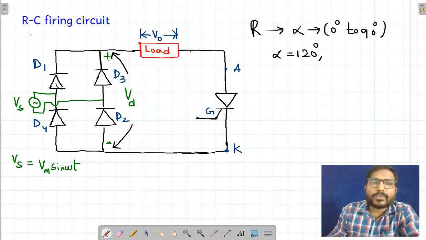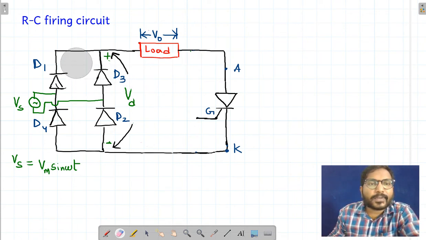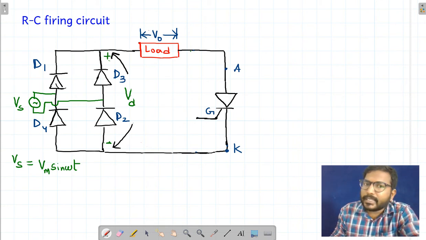here I am coming to the RC firing circuit. In this RC firing circuit, this is a bridge rectifier having a supply Vs, and the output of the bridge rectifier is the pulsating DC Vd. Now this Vd is available as input to the load and the SCR. Now concentrate on this connection. The load is connected in series with the SCR.